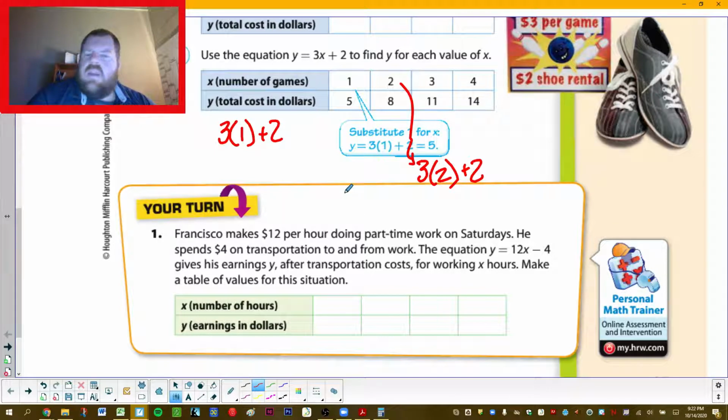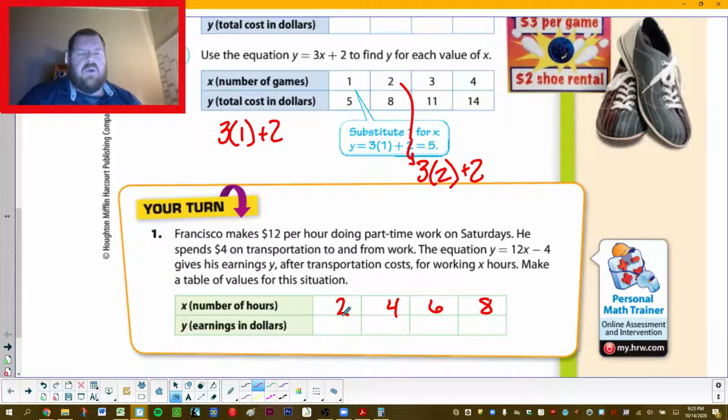The x values don't really matter, but there are things that make sense and there are things that don't. He's working on a Saturday. How many hours do you think he's going to work on a Saturday? Probably not 40, because there's not 40 hours on a Saturday. Let's say he works 2 hours, 4 hours, 6 hours, and 8 hours. And we can figure out how much he makes from that.